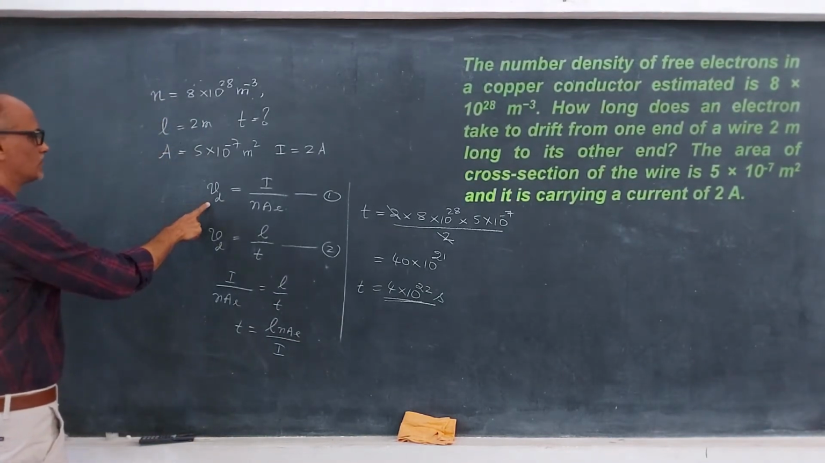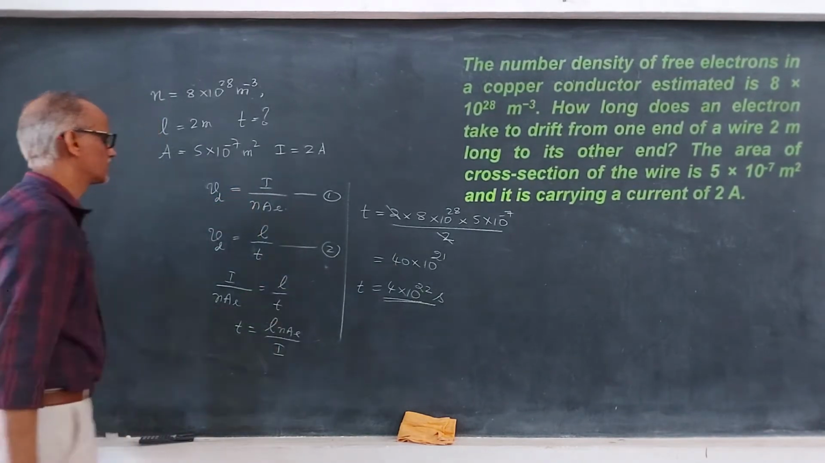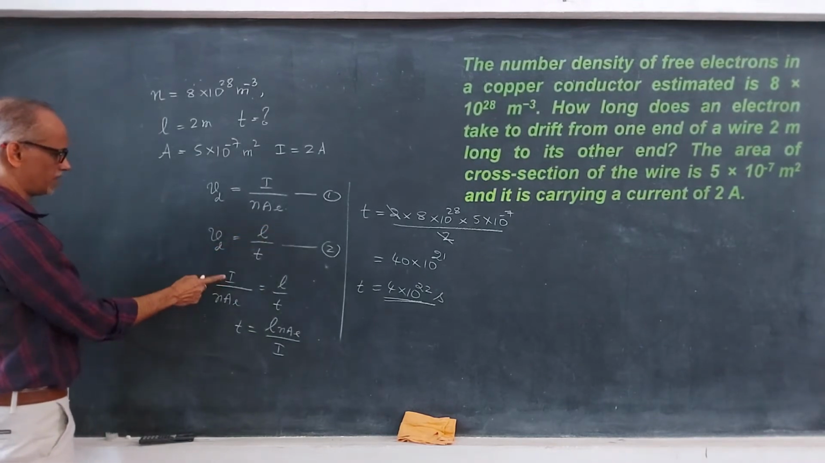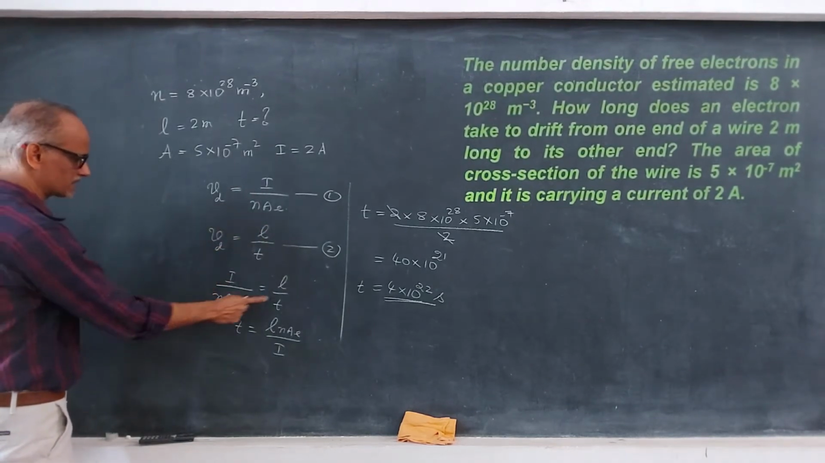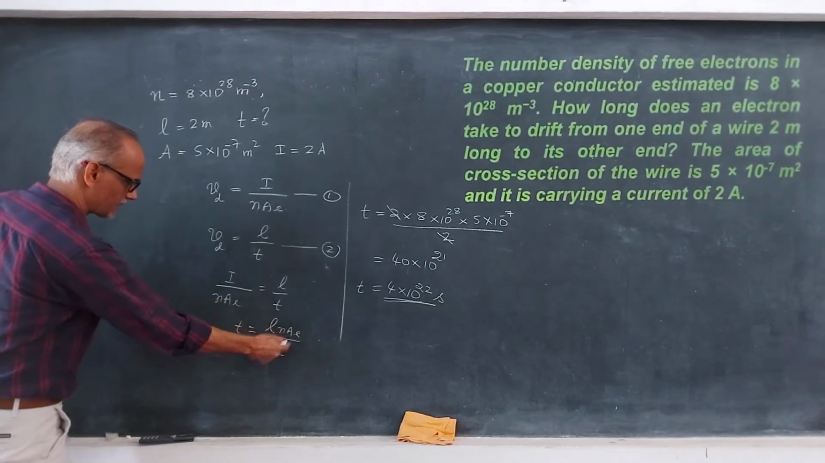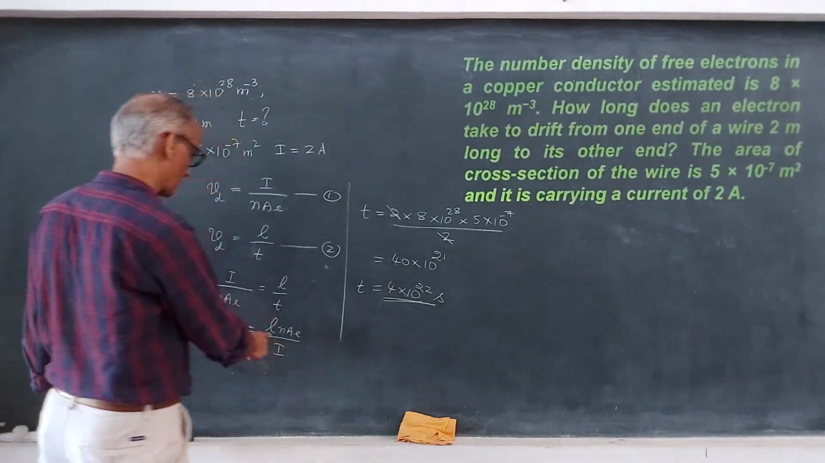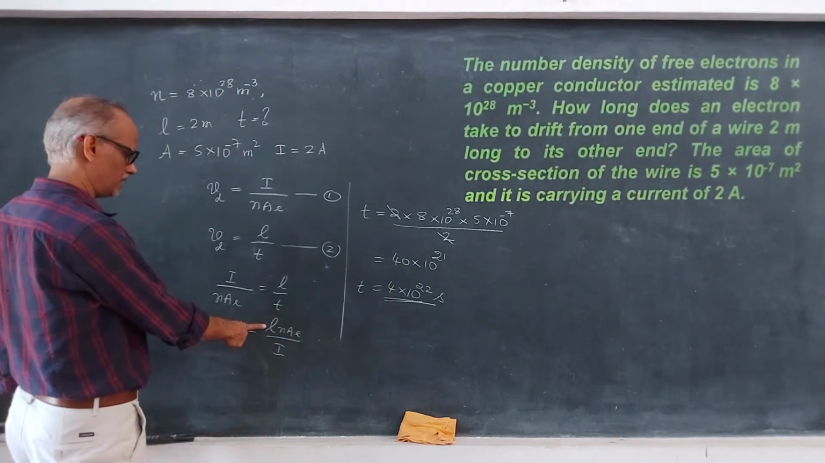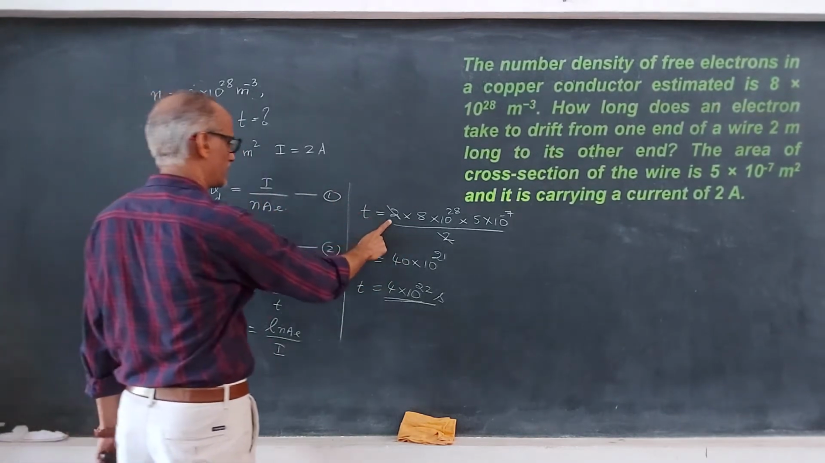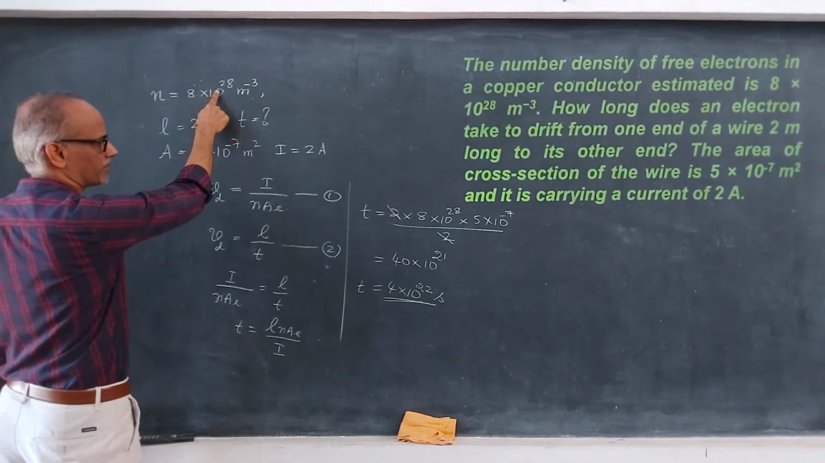So we have Vd is equal to I by NAE, then Vd is equal to length by time, and when you equate I by NAE is equal to L by t and rearrange, t is equal to L into NAE by the value of I. The value of L is given, which is 2 meter, which you have substituted here, and then the value of N is 8 into 10 to the power 28.